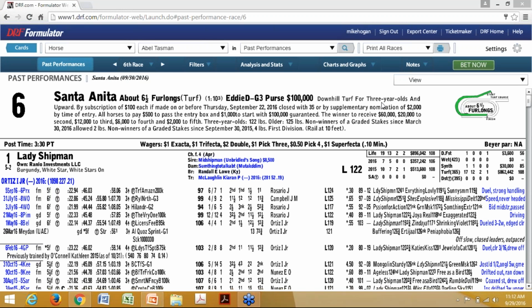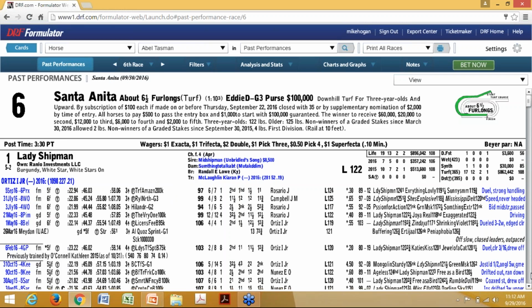So let's talk about the Eddie D, Mike. What did you see in here that interested you? Well, there's a few things. Of course, this is a big prep for the Breeders' Cup Turf Sprint, which is going to be at Santa Anita again this year. Lady Shipman, of course, a filly facing the boys, has drawn the rail for trainer Kieran McLaughlin.